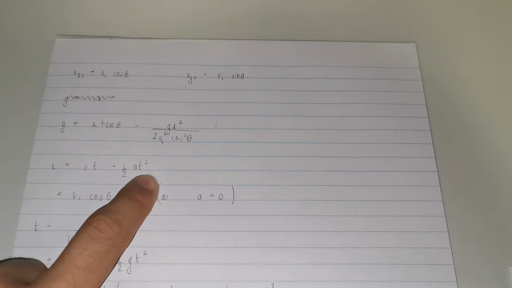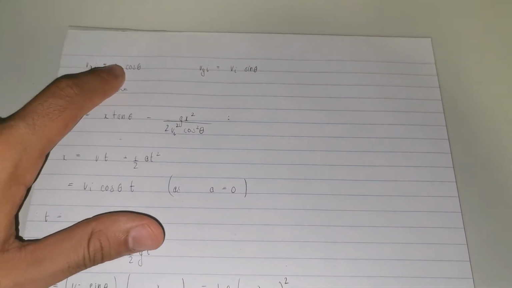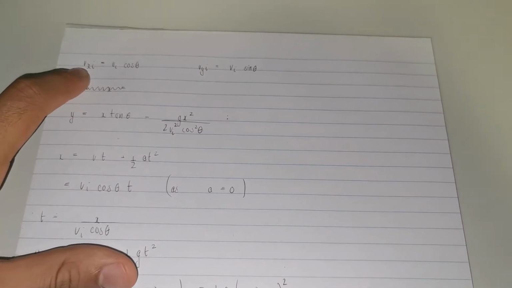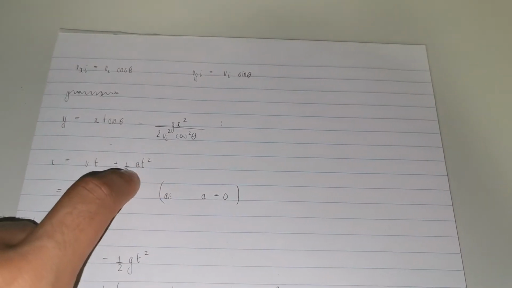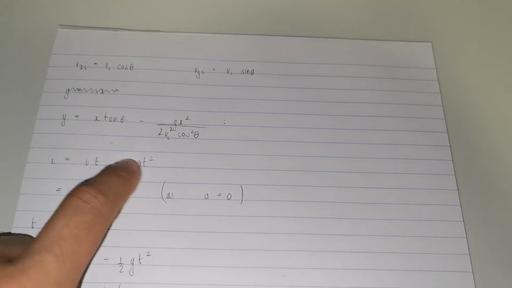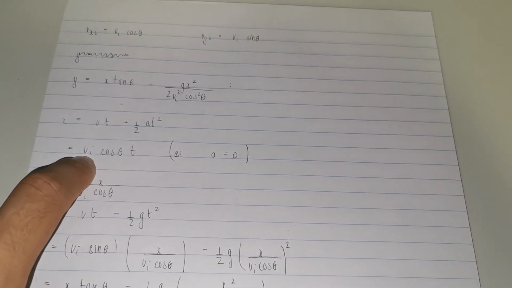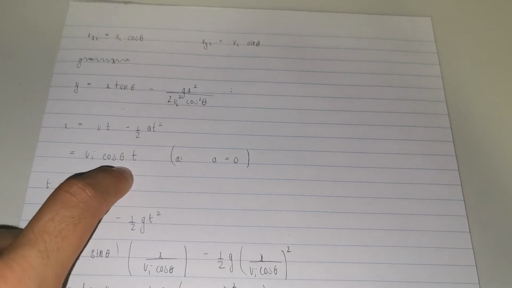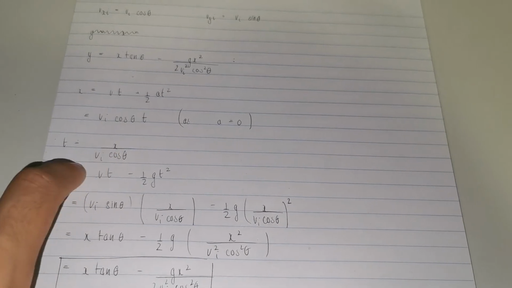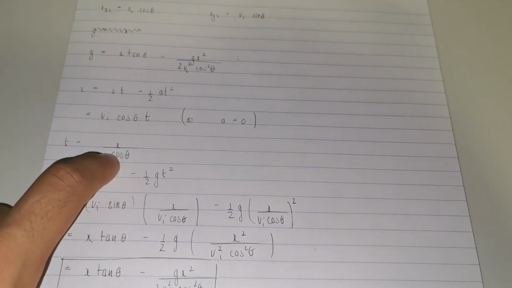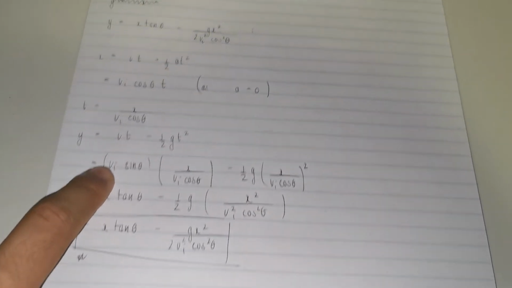plus half at squared. We can simplify that by introducing what we know to be the velocity in the x component, and we also know that the acceleration is equal to 0, so half at squared is simply eliminated. So we're left with x is equal to our initial velocity times cos theta times time. If we rearrange that for t, we are left with x over initial velocity times cos theta.